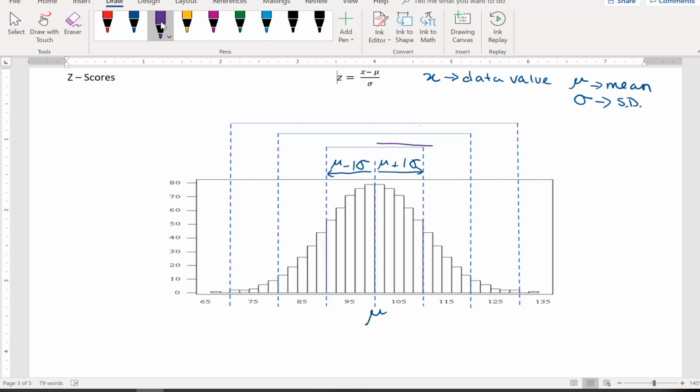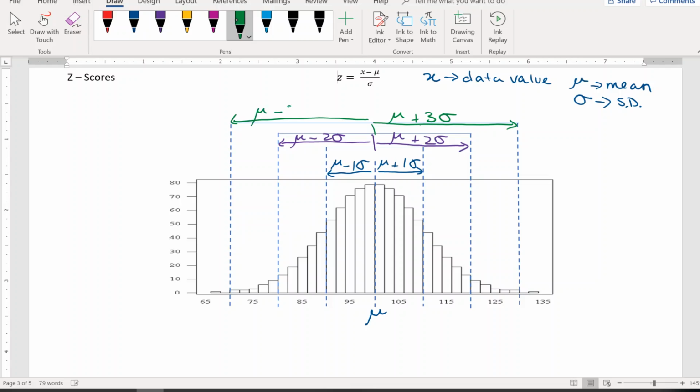And between here and this value here, this is the mean plus 2 standard deviations. And here, this is the mean minus 2 standard deviations. And let's look at this last one here. Between here and here, this is the mean plus 3 standard deviations. And then between here and here, this is the mean minus 3 standard deviations.